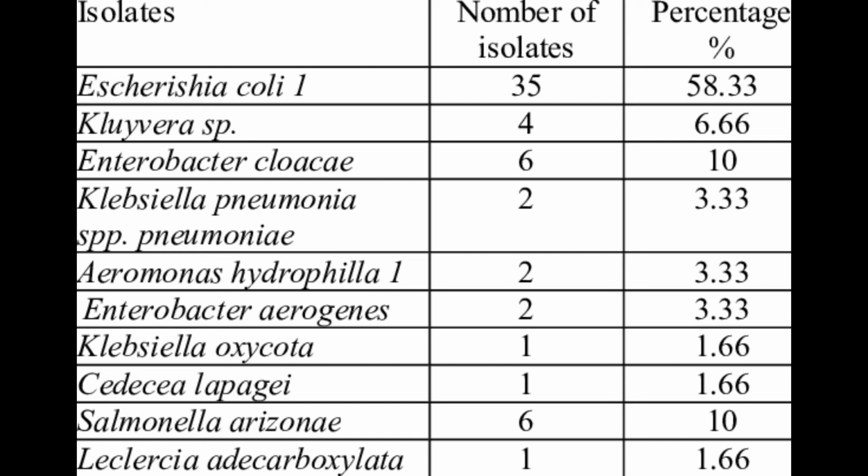Then we have Asiatic cholera. It has been known since 1817, and 7 pandemics have been documented. The incubation period is hours to days, about 2 days. Their infective dose is 10 to the power of 5 organisms.